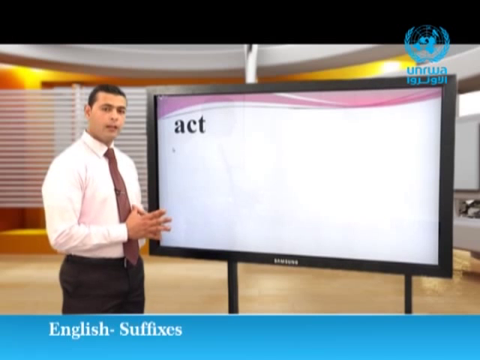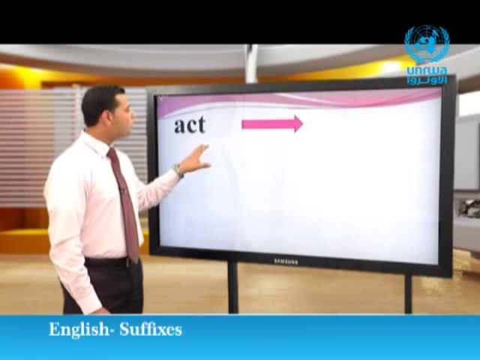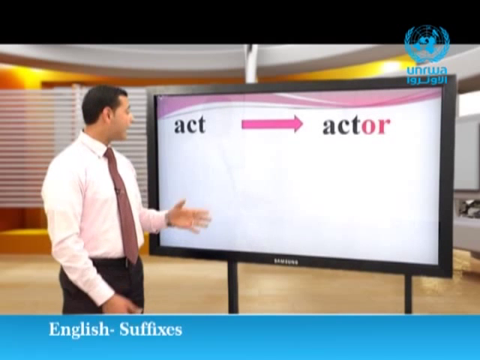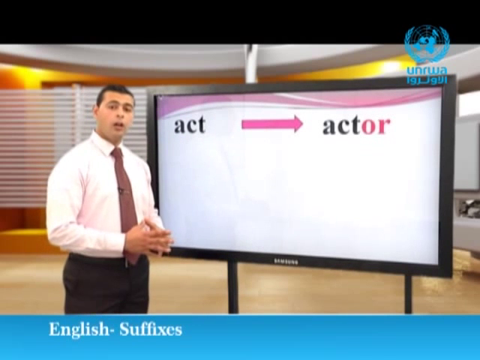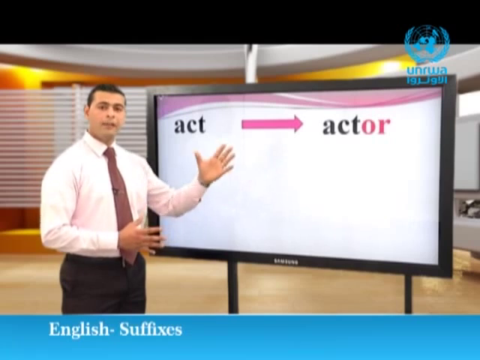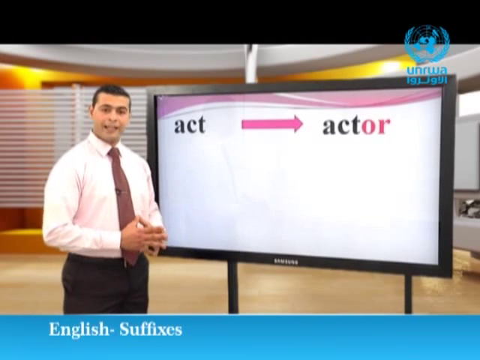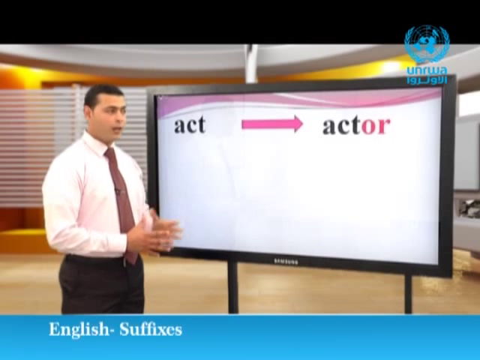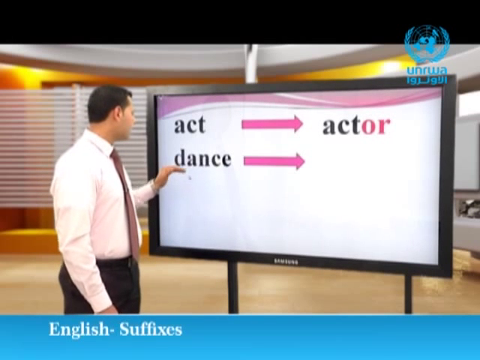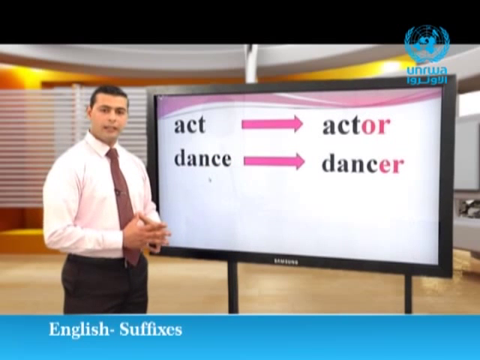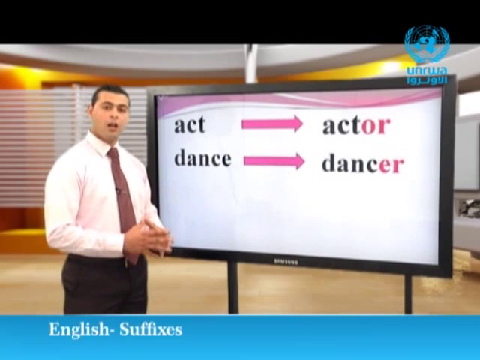Look here. The verb act. Here we have actor. Act, actor. Act means to perform, actor means a performer, the doer. So we added the suffix or to the end of the word act to have the new word actor. Dance, here we have dancer. Dance, dancer.